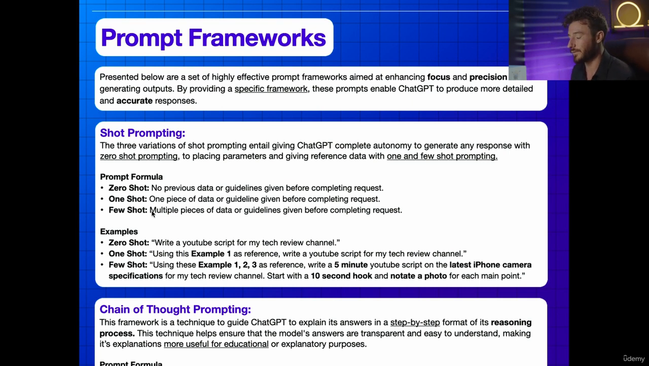But one and few shot prompting is when we're actually giving parameters and specific reference data for the model to use. So even though this one's a little bit basic, there's not some amazing framework that we're working with on this one, it's just nice to know what the actual term is when you're not giving ChatGPT any kind of specific input. So if I were to say, write a YouTube script for a tech review channel, that's called a zero shot prompt when I'm not giving it any kind of guideline, just so you know the terminology.